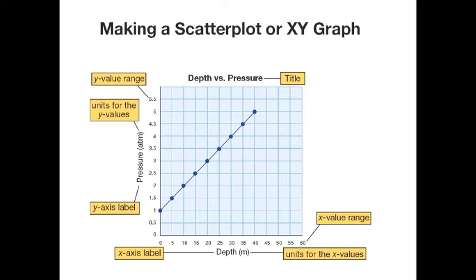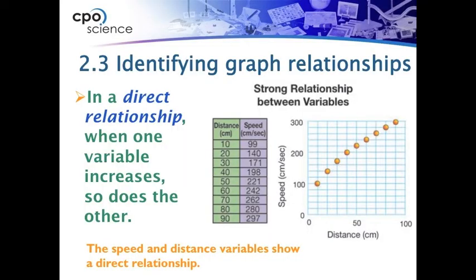Now looking at that, what can that picture tell us? Well, I see it's a line and I see it's going up. So what does that mean? How does depth affect pressure? Think about it for a second. Well, as depth increases, so does pressure. So both values are increasing. An increase in one causes an increase in another. This is a certain type of graph relationship. This is what's known as a direct relationship. In a direct relationship, when one variable increases, so does the other.